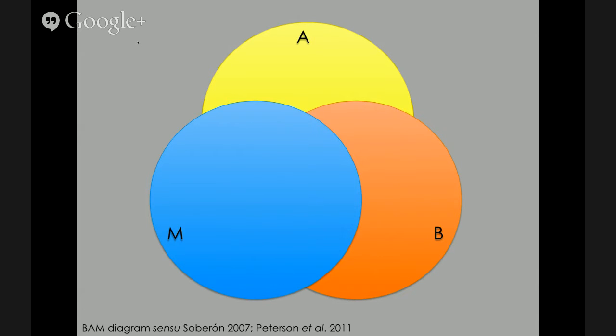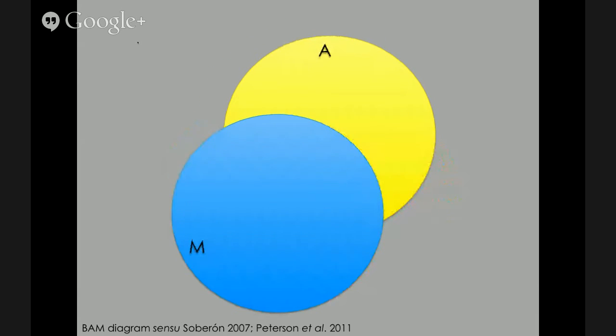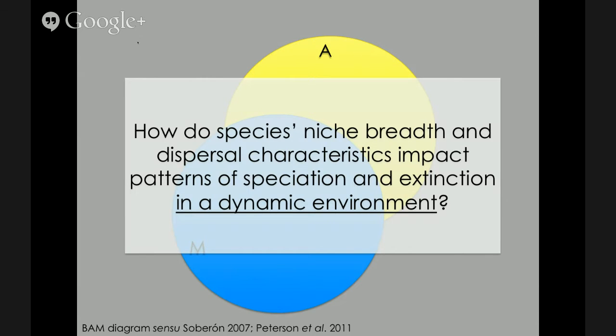And in this study, I focused on two of these factors: a species' abiotic environmental requirements, which I quantified as the breadth of a species niche, as well as its ability to move across the landscape, which I quantified as the distance that it's able to disperse. And I performed a baseline study that asked, in a world where macroevolution is not impacted by biotic interactions, how does a species' niche breadth and dispersal characteristics impact patterns of speciation and extinction in a dynamic environment?